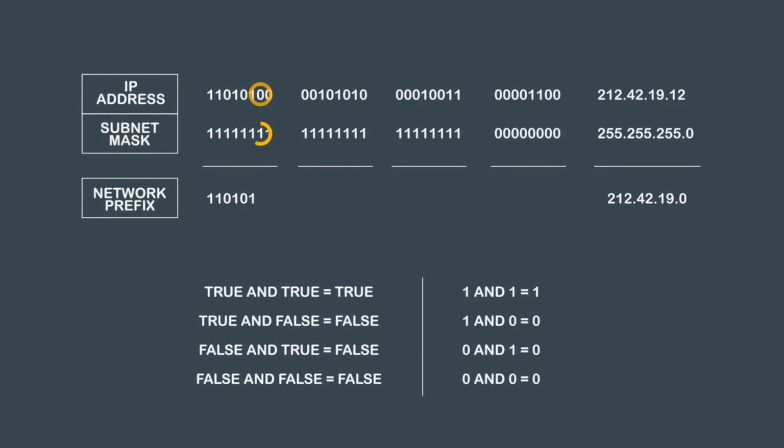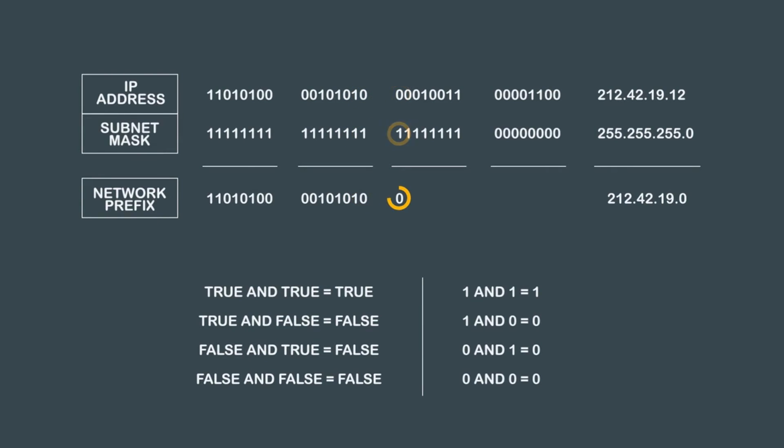A 0 and a 1 is false. A 0 and a 1 again is false. A 0 and a 1 is false. A 0 and a 1 is false. A 1 and a 1 is true. 0 and 1 is false. 1 and 1 is true. 0 and 1 is false. 1 and 1 is true. 0 and 1 is false.